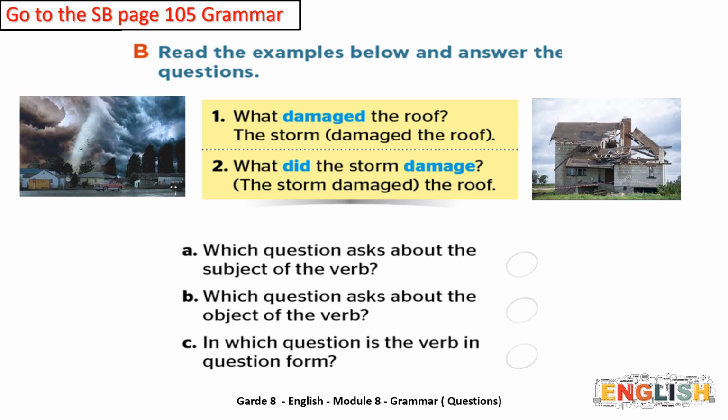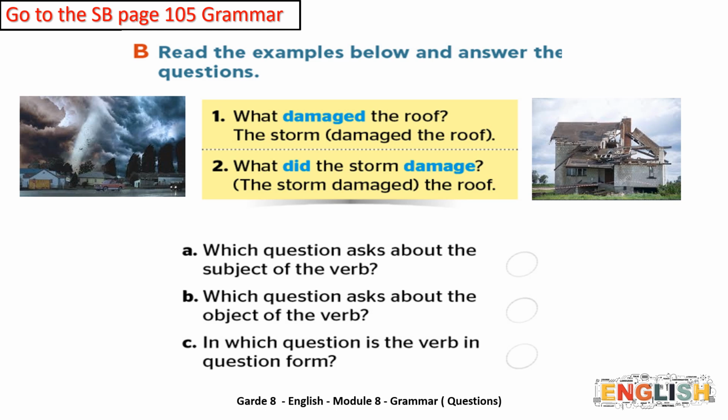Now go to the student book, page 105. Point number 3, grammar, activity number B. Read the examples below and answer the questions. 1. What damaged the roof? The answer, the storm. 2. What did the storm damage? And the answer, the roof.